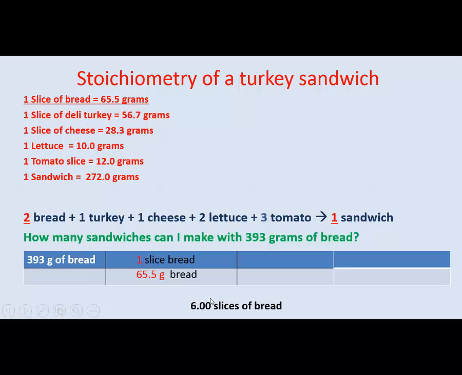Now, once I have slices of bread, I can use my stoichiometric ratios. So I can go ahead and look at the ratios of slices of bread to numbers of sandwiches. So I can say for every 2 slices of bread, I want the slice of bread in the denominator to cancel units here.